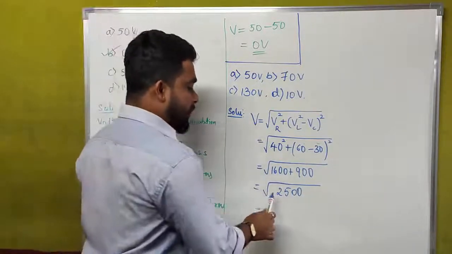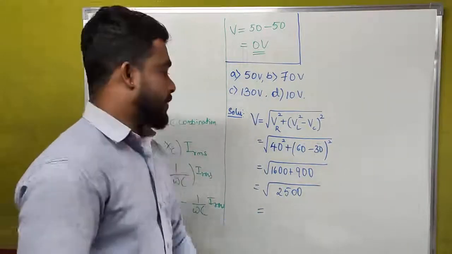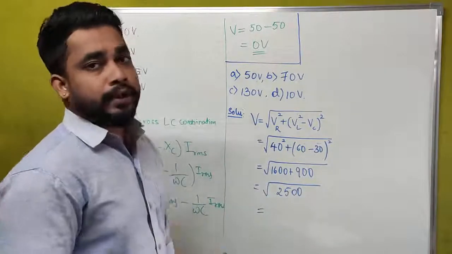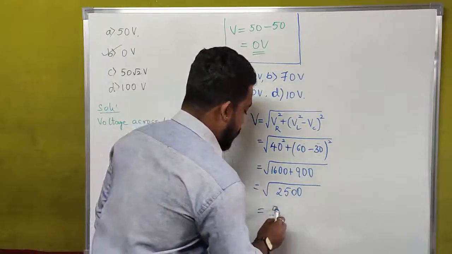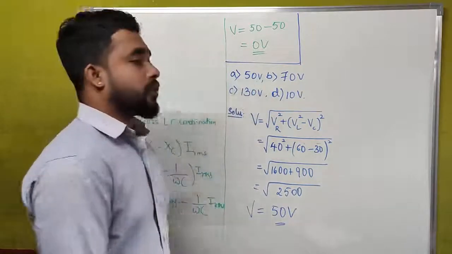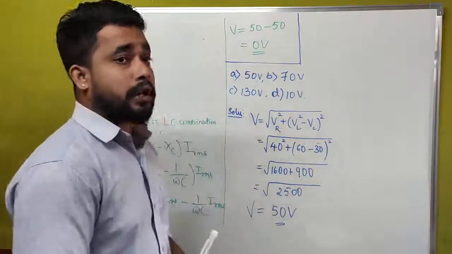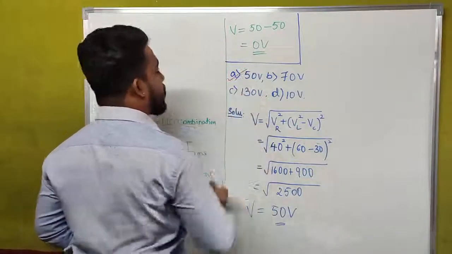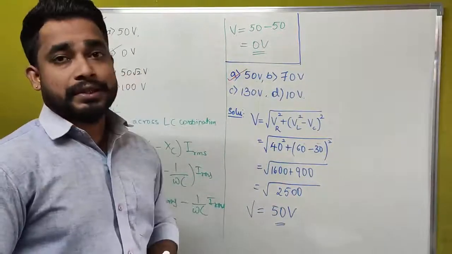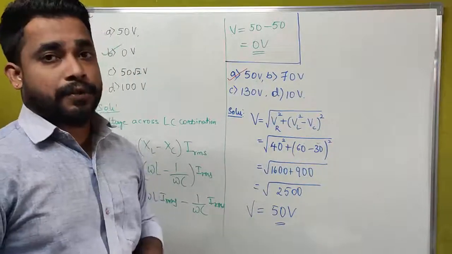Because we may write this as 25 into 100, which is 2500. Square root of 25 is 5, square root of 100 is 10, and 5 into 10 is once again 50. So we can write that as 50 volts. The voltage across the series LCR circuit is 50 volts. Do we have that option? Yes, that is option A. This is our answer. This is how we have to simplify a question using our basic formulas of alternating current.